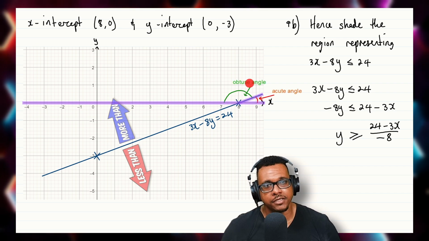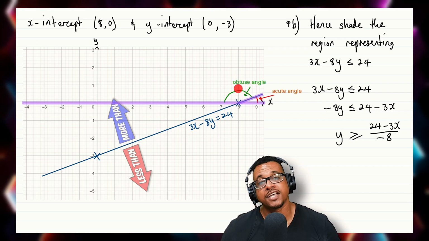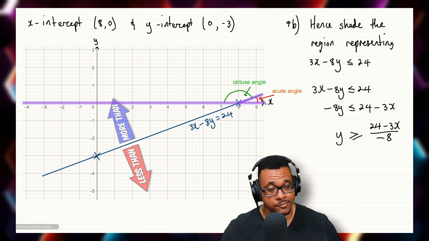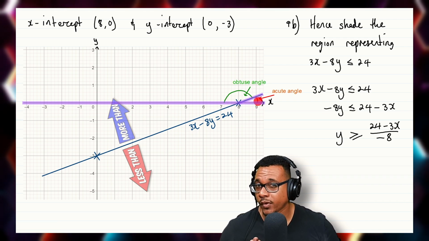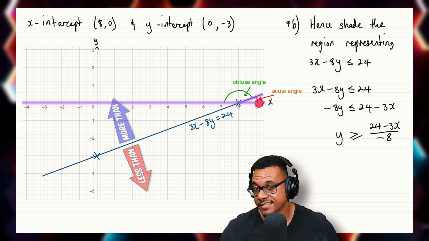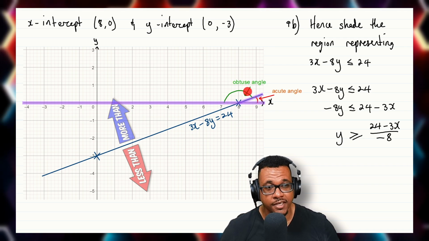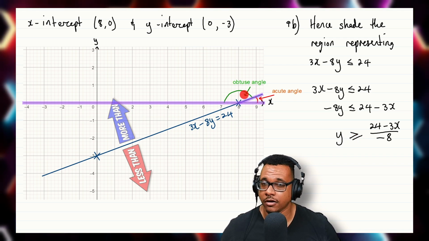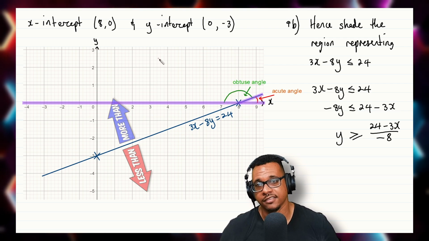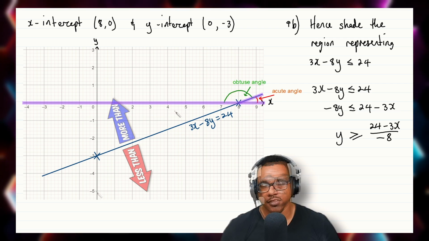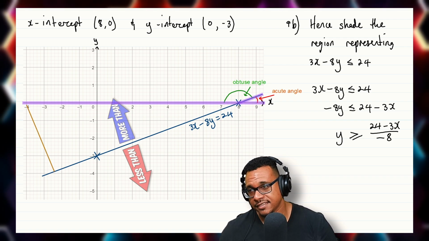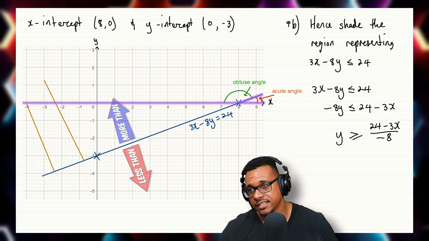Alright, so here I have it labeled, obtuse angle with the x-axis, and here's the acute angle with the x-axis. So acute is always smaller than obtuse, so acute will be the less than, obtuse will be the more than. Now, seeing that we have y is more than or equal to, it will be on the side with the obtuse angle, which will be on this side here. So for the shading, we can just use some lines. I can just put some lines like this, and this will represent the shading.